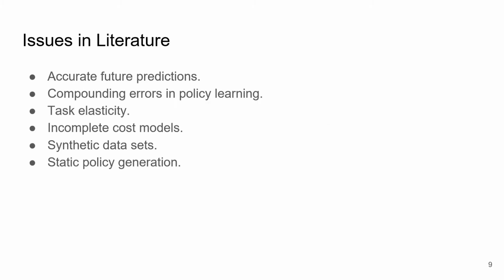There are several prior works on peak saving using batteries, but they make many assumptions. Accurate prediction of future demand, static policy learning, incomplete cost models are some of those assumptions. We exclude such assumptions from our work.